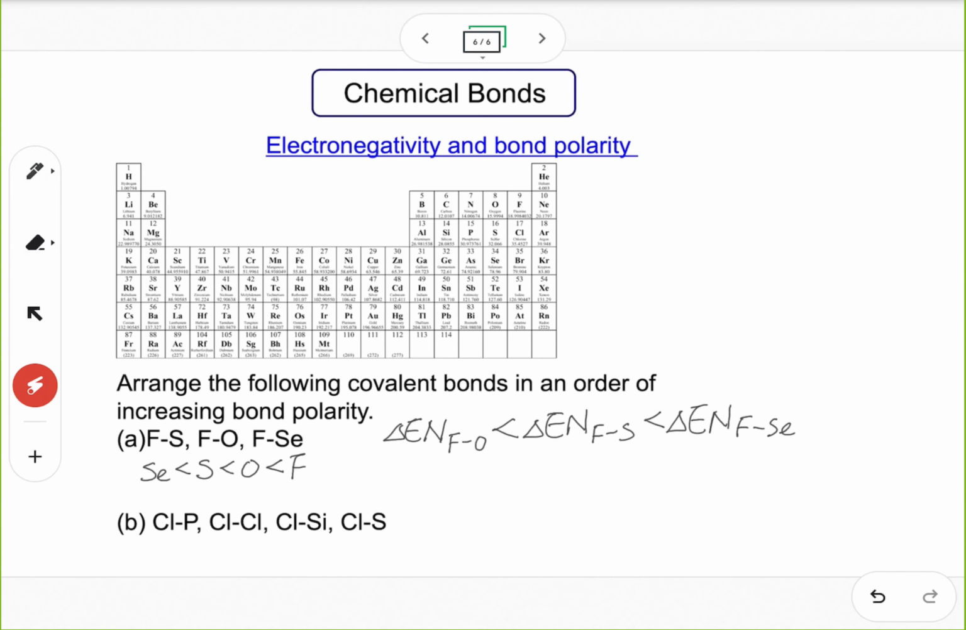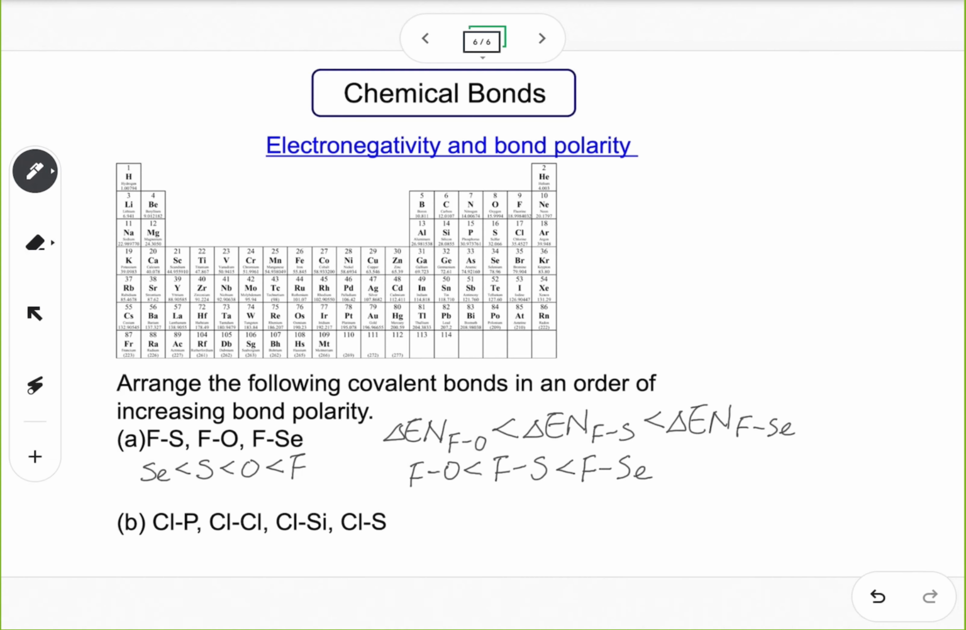Now, based on what we just discussed on the last slide, the electronegativity difference can tell us the bond polarity. Higher electronegativity difference will give greater bond polarity. Therefore, the bond polarity in increasing order would be: the fluorine-oxygen bond is less polar than the fluorine-sulfur bond, which is less polar than the fluorine-selenium bond.